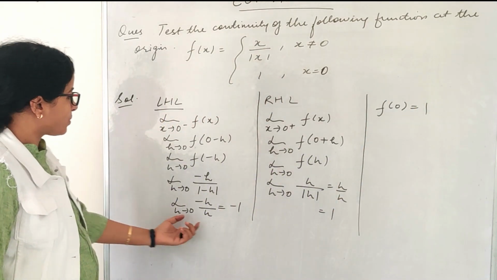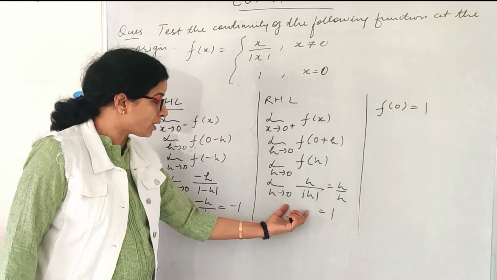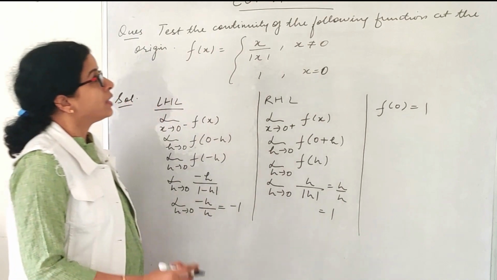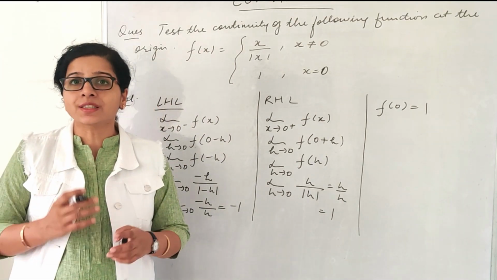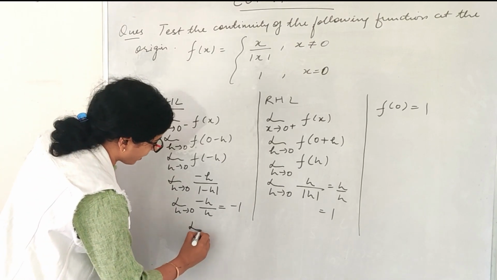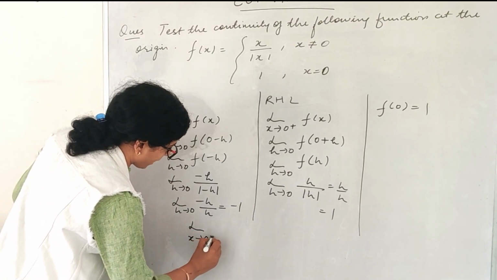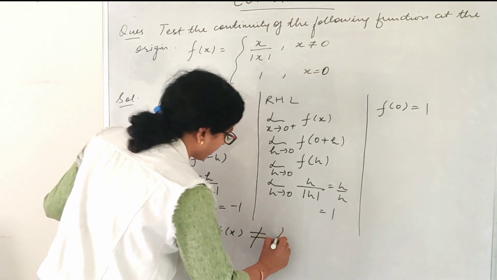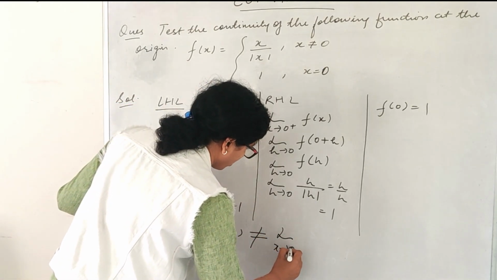So in this case, my left hand limit is not equal to right hand limit, but it is equal to the value of the function. So my function is discontinuous at x is equal to 0. So what we are going to write, limit x tends to 0 negative f(x) is not equal to limit x tends to 0 positive.